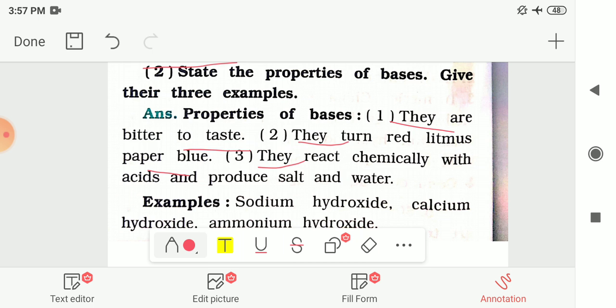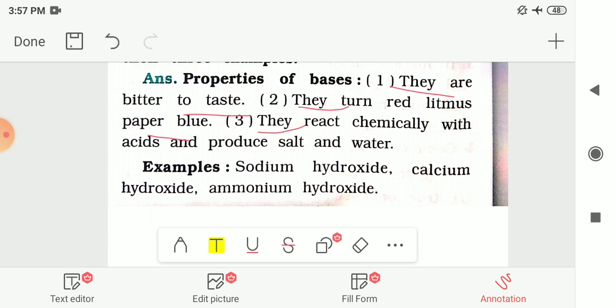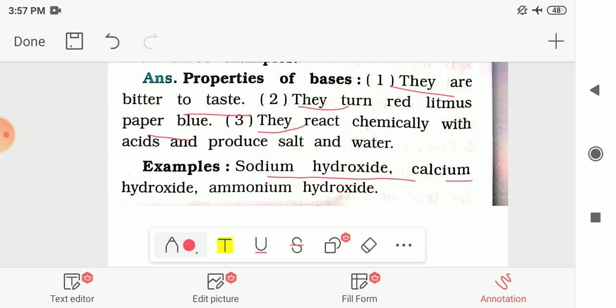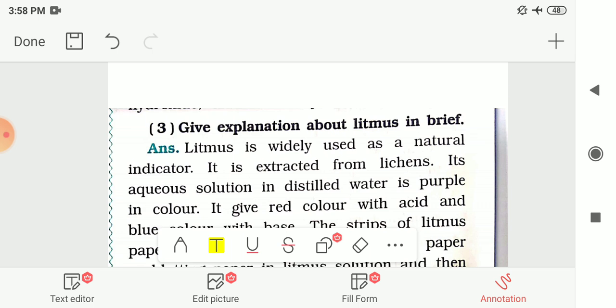And the last property is they react chemically with acids and produce salt and water. As in the neutralization reaction, we had seen that acids and bases react with each other to produce salt and water. So these bases also react with acids and produce salt and water. Now the examples of the bases are sodium hydroxide, calcium hydroxide and ammonium hydroxide. So this is the second number.